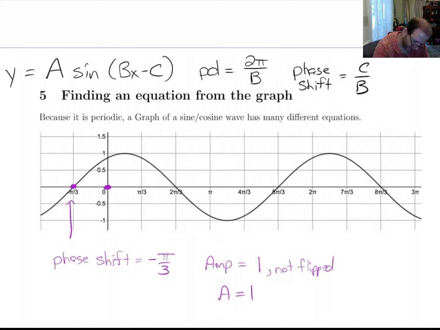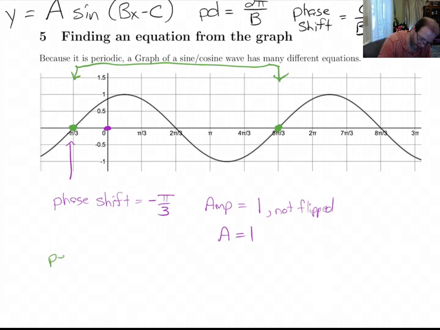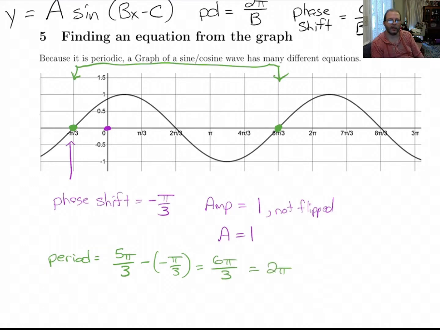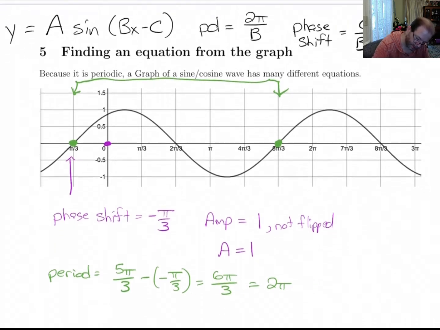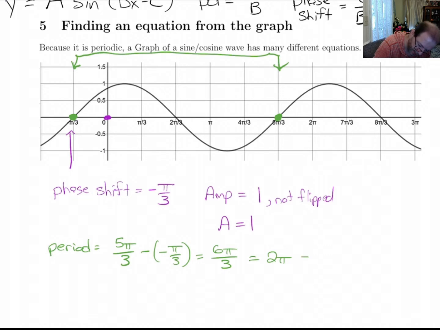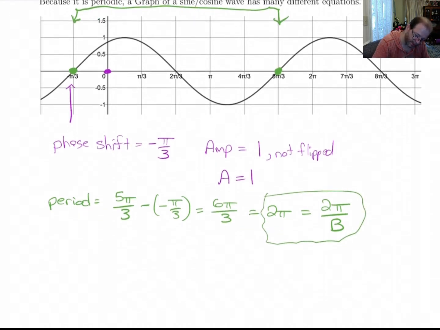The period, this thing starts here at negative pi over 3, and if we look at one period, that period ends at 5 pi over 3. So what's the length of this? It's 5 pi over 3 minus negative pi over 3. So that's 6 pi over 3, which of course is 2 pi. All right. So now, let's see. Period is 2 pi, and we know that the period is 2 pi over b. So this right here gives me that b has to be 1.